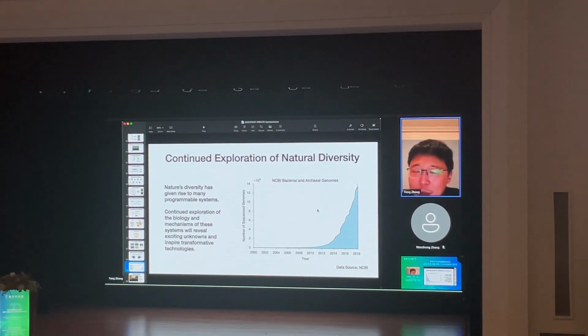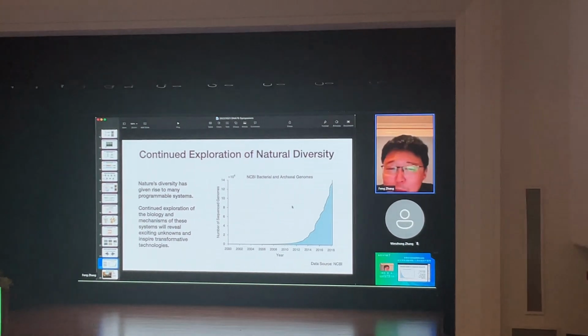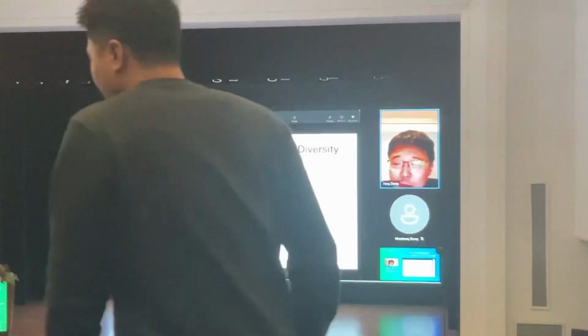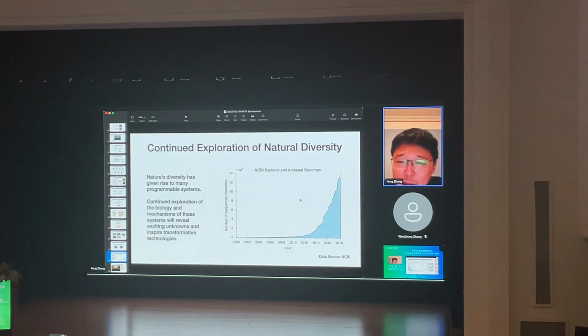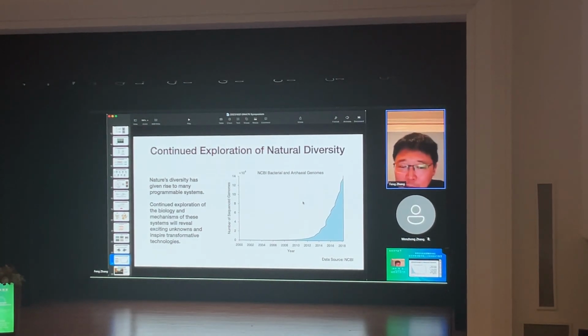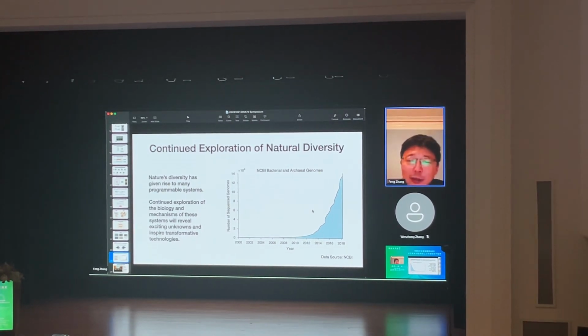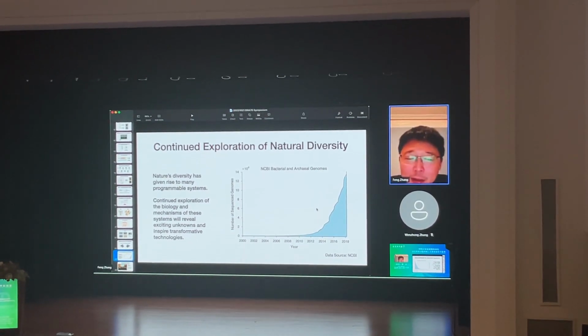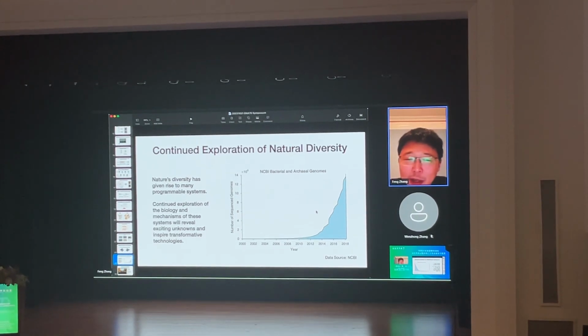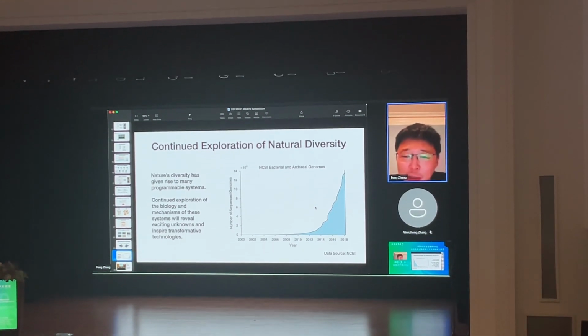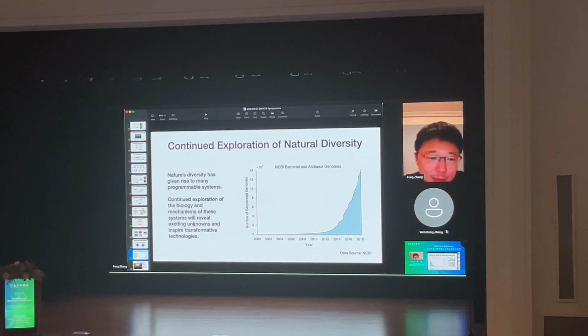This plot here shows the really rapid exponential growth in the amount of biodiversity genomic information that's being collected. And I think it's really the exploration of this that we're going to find a lot of the powerful tools that nature has developed that are encoded in these DNA double helices.